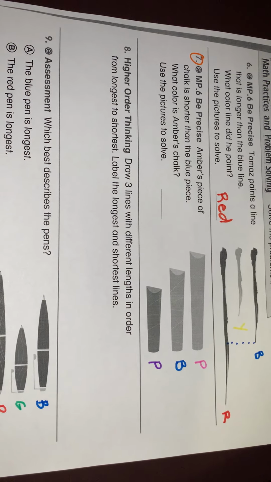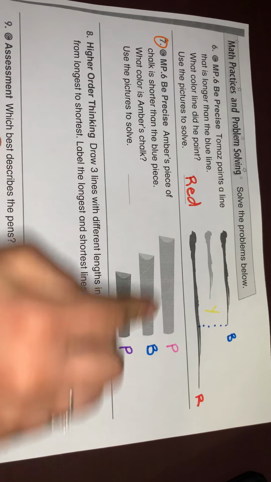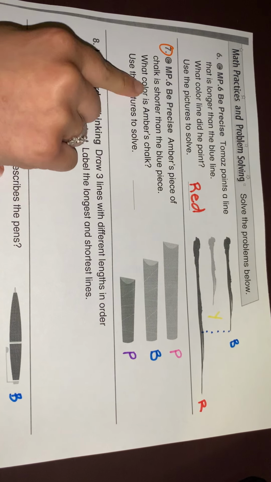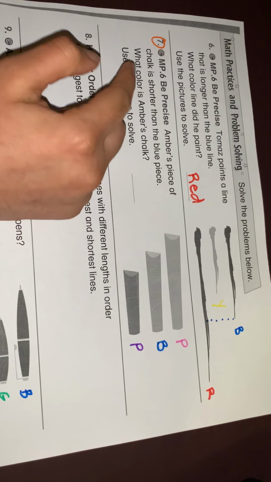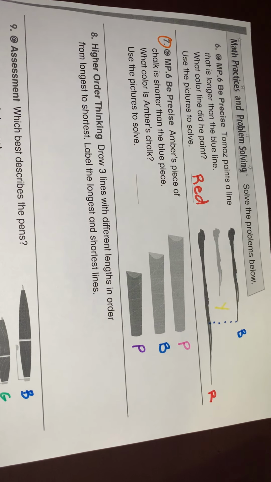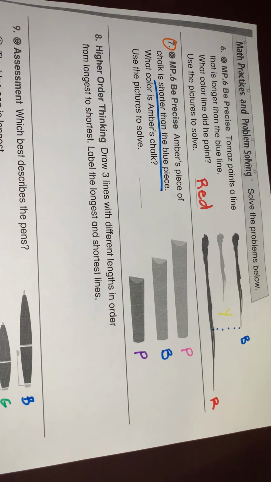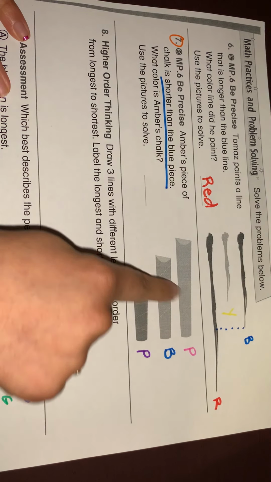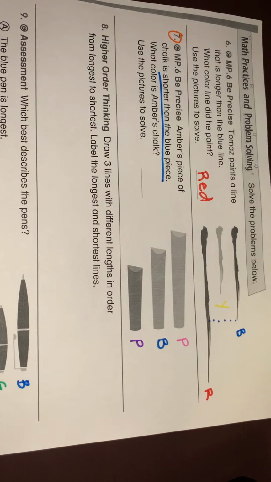So over here, I'm going to read it to you, and you're going to do the same. Again, I labeled the colors here. Amber's piece of chalk is shorter than the blue piece. What color is Amber's chalk? Amber's piece of chalk is shorter than the blue piece. What color is Amber's chalk? So now you're going to come over here. You're going to find the blue chalk and figure out which one is shorter. And that is your answer.